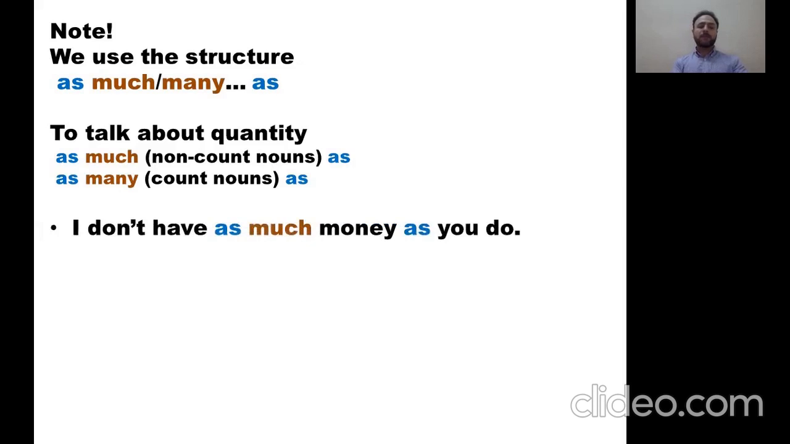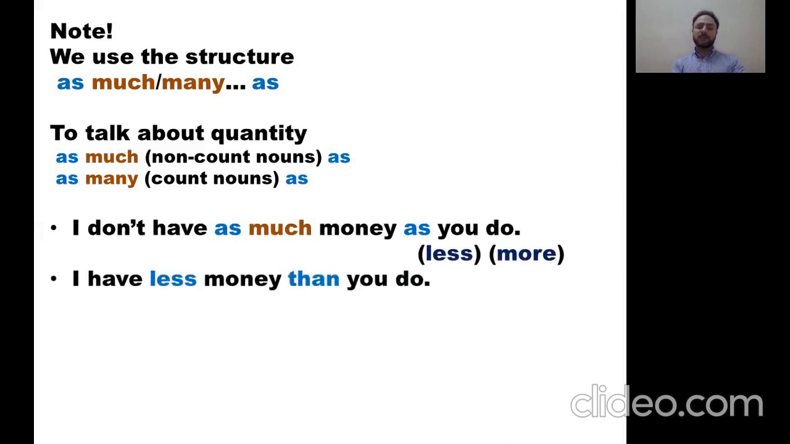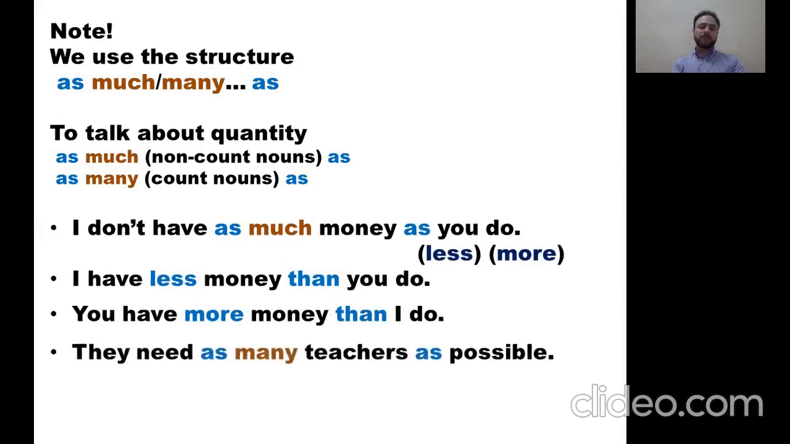Look at this example. I don't have as much money as you do. Here, much is followed by a non-count noun, which is money, with a comparison between two people. Use less and more. I have less money than you do. You have more money than I do. Look at this example with many. They need as many teachers as possible. If we look at this example, we find that many is followed by countable nouns, which is teachers.